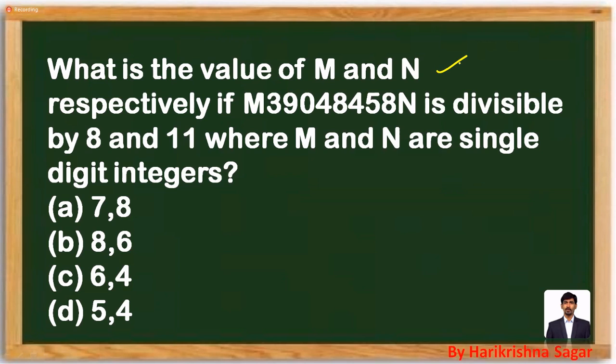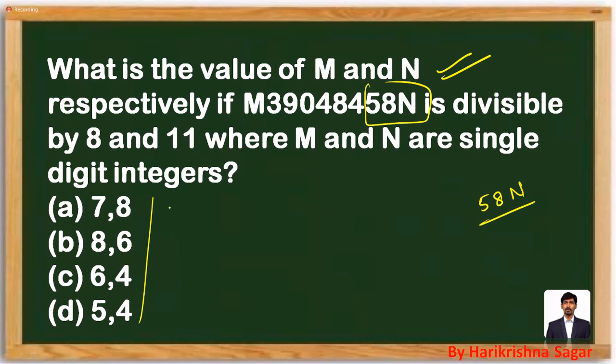What is the value of m, n when it is divisible by 8 and 11 is the question. m and n are single digit numbers. So divisible by 8 and divisible by 11. What is the divisibility rule of 8? The last 3 digits must be divisible. What are the last 3 digits? This is 5, 8, n. So n values are available here.